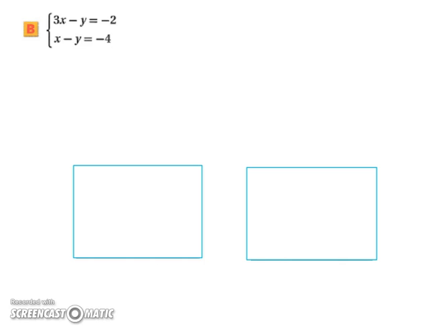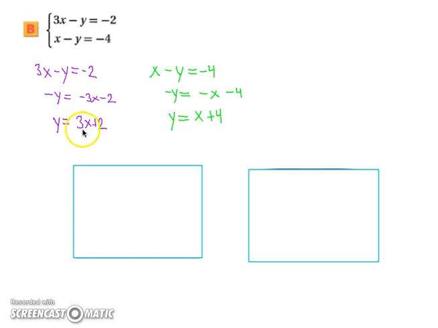Let's try one more. So take a moment and get y by itself. When you return to the video, you'll see two equations with y on its own. So now y is by itself for both equations.